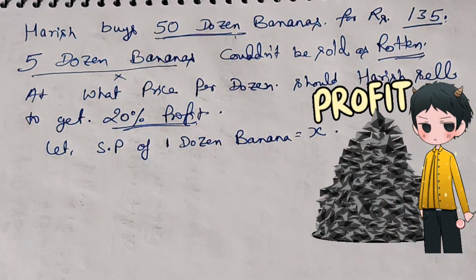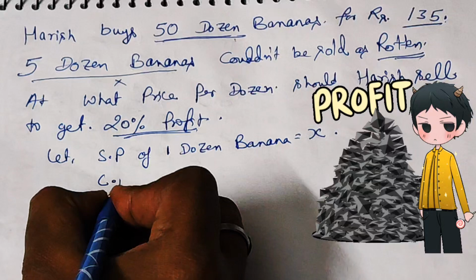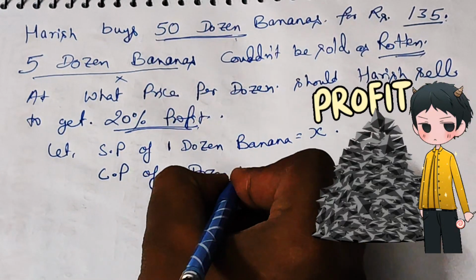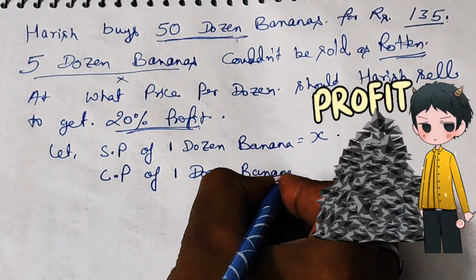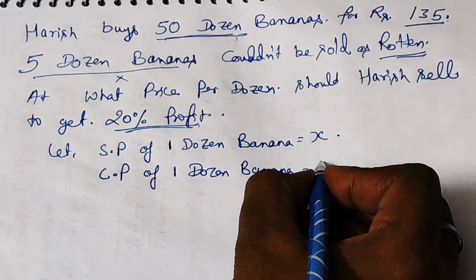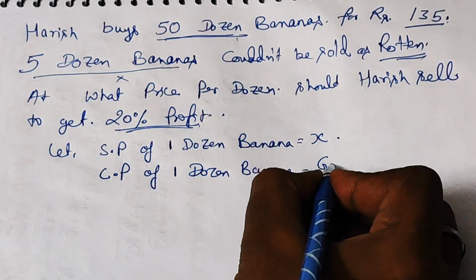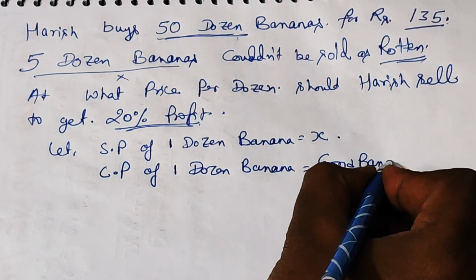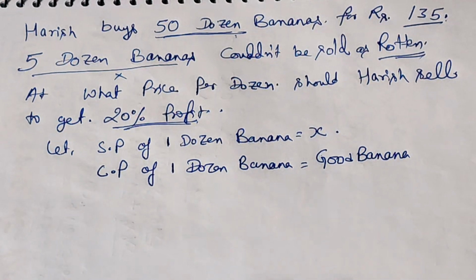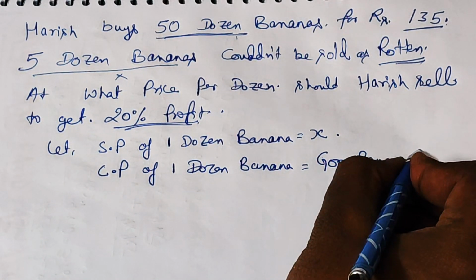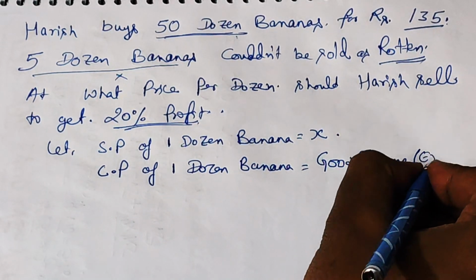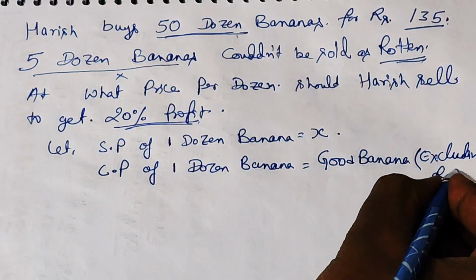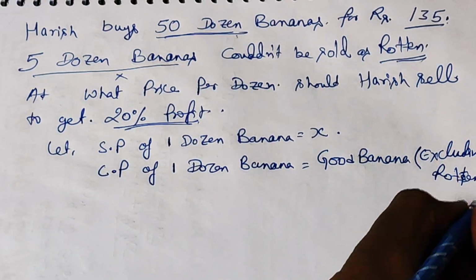Now, let the sale price of 1 dozen bananas be rupees X. And the cost of 1 dozen bananas will be how much? The cost of 1 dozen bananas, that means the good bananas which are available to be sold. Since he could not sell the rotten bananas, I am writing here excluding rotten bananas. Only the good bananas can be sold, because when the bananas are rotten, nobody will buy them.